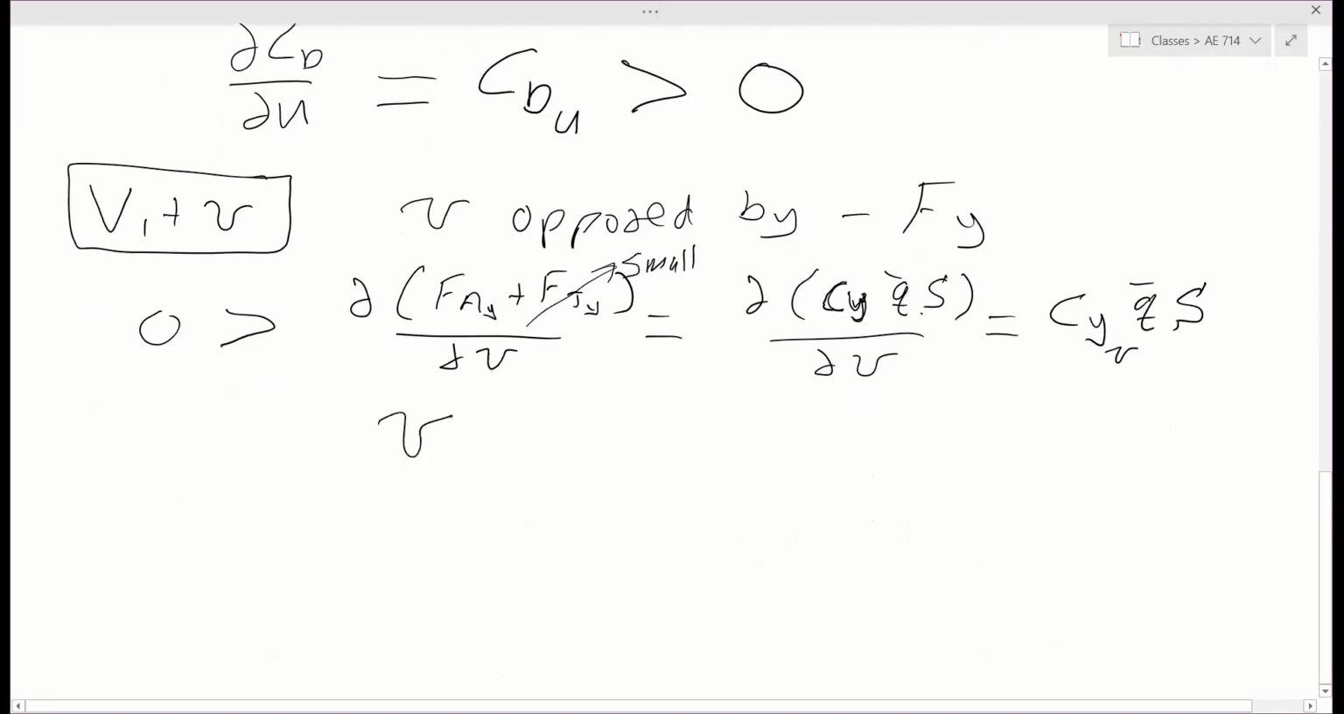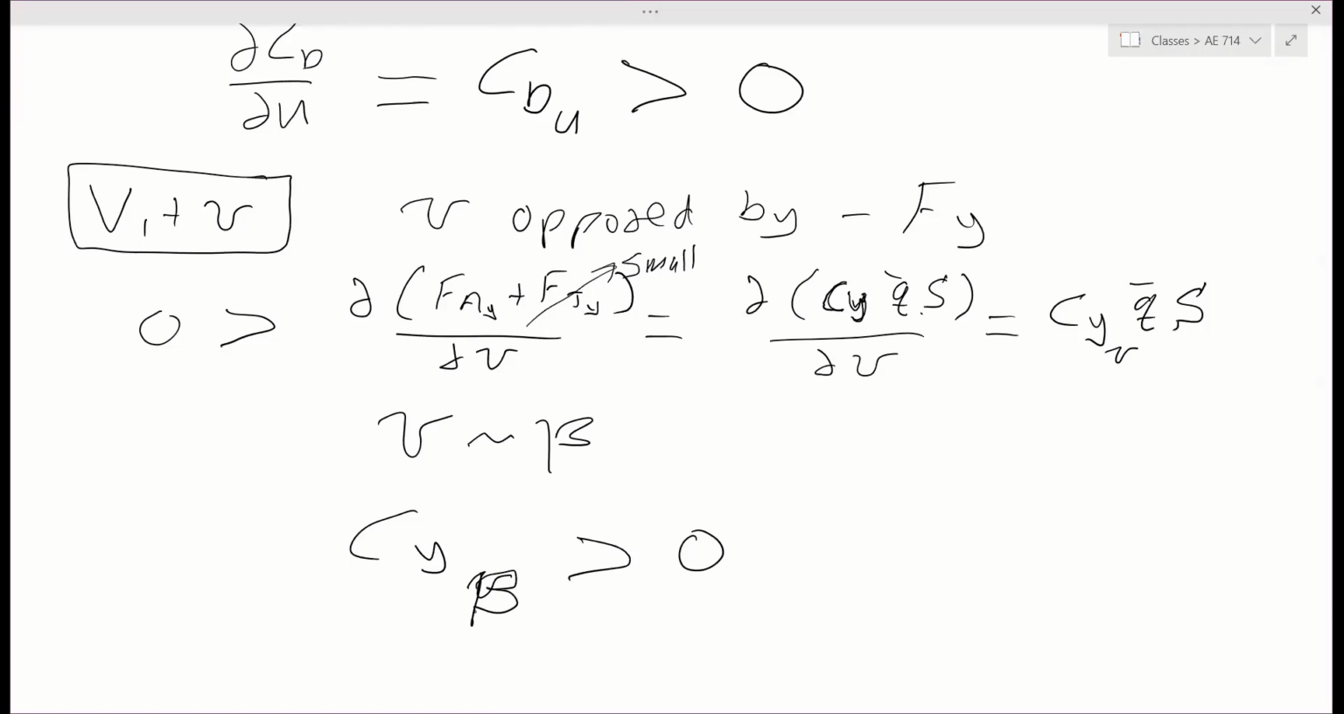But if you remember, side velocity is proportional to beta. So typically we write this as C_Y beta. And as you can imagine, the W stability is going to look a lot like this. All we do is replace V's with W's.